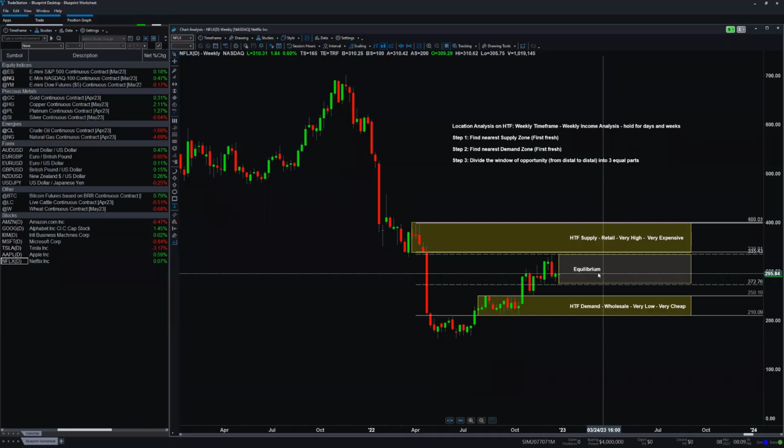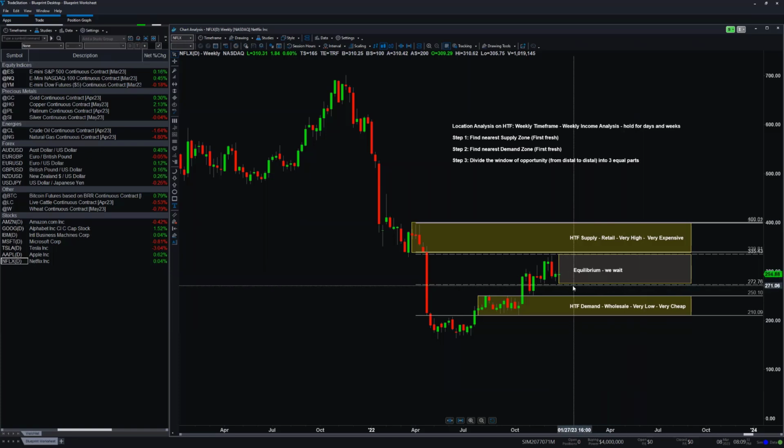So within here, what are we going to do in terms of price? Well, price is neutral. It's not expensive. It's not cheap. It's neutral. We don't participate. We wait.